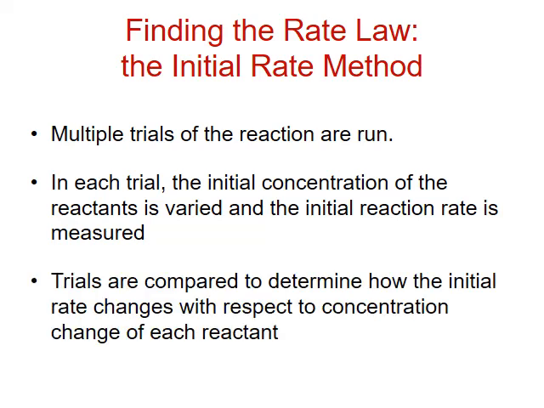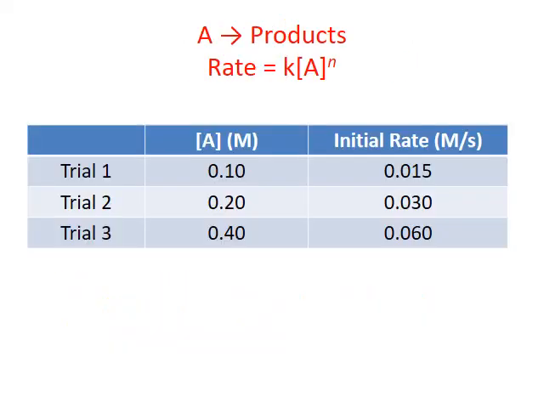Then the rates and concentration changes between the trials are compared to determine how initial rate changes with respect to the concentration of each reactant. So let's look at an example of this.